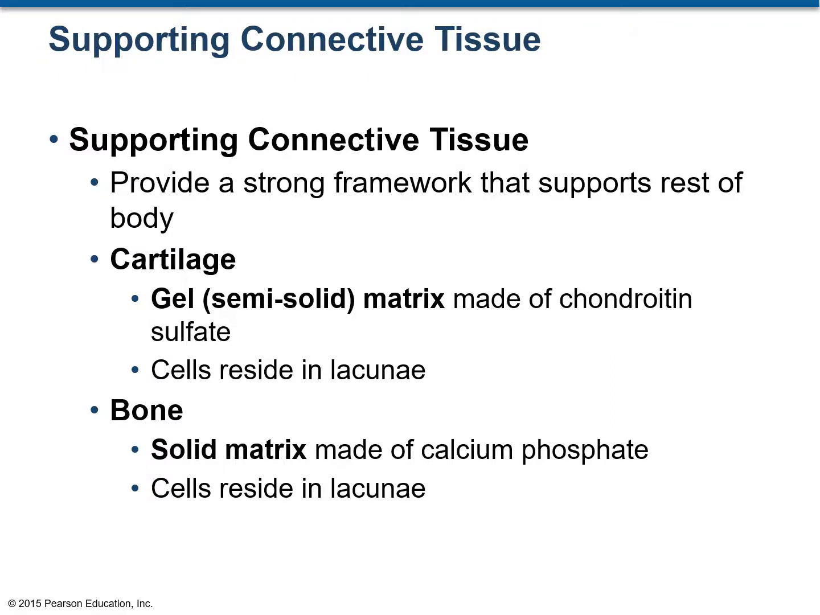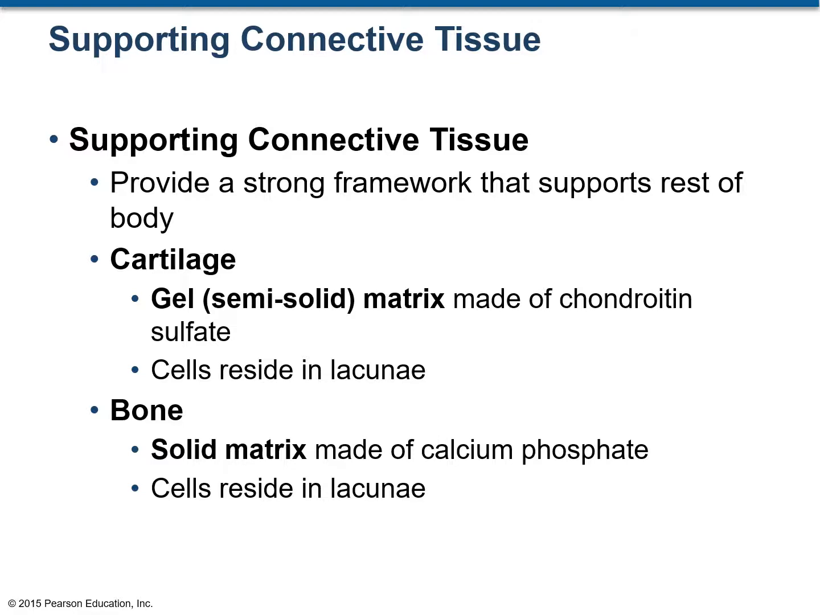Hi everyone, this is topic 3, part 4 of the human anatomy class. We have already covered epithelial tissue, muscular tissue, and nervous tissue. We started connective tissue in the previous lecture and we already learned about connective tissue proper and fluid connective tissue. In this lecture, we are going to learn about supporting connective tissue.